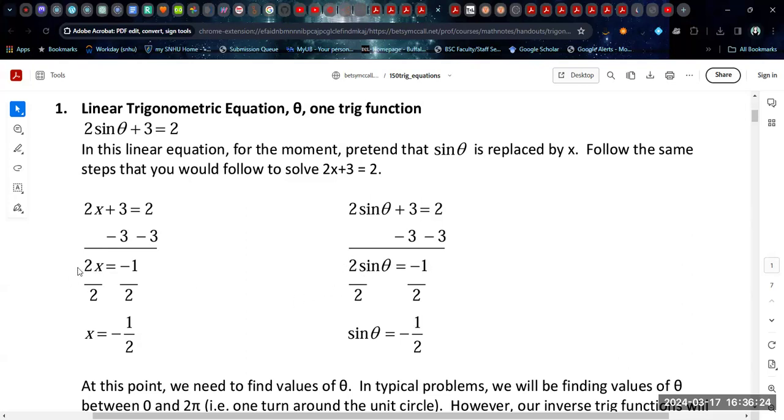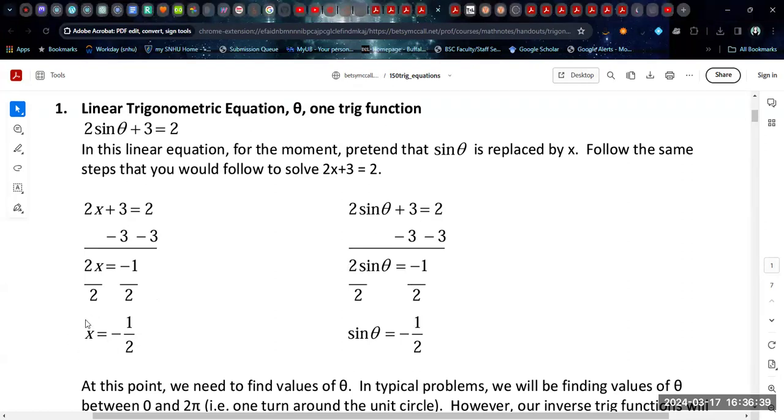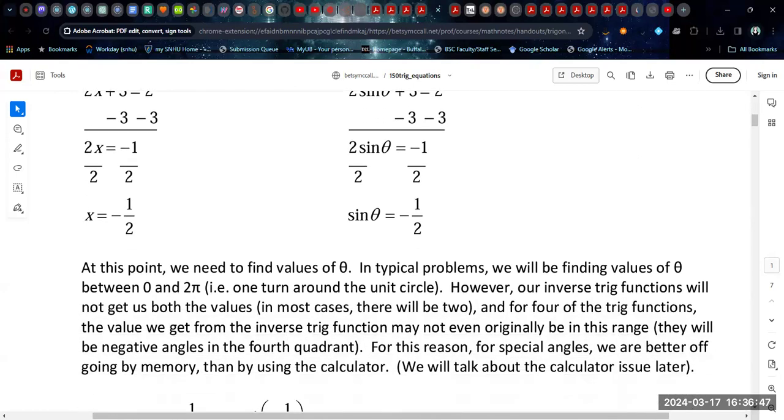And then I would get the coefficient in front of my variable out of the way. So just as I would with 2x equals -1, when I have 2 sine theta is equal to -1, I'm going to divide both sides by 2. That's going to get me x isolated, or in this case, sine theta isolated, equal to -1/2. Now, at this point, I have to find the values of theta. So the question that I'm asking myself, what values of theta, when I put it into the sine function, are going to get me -1/2?